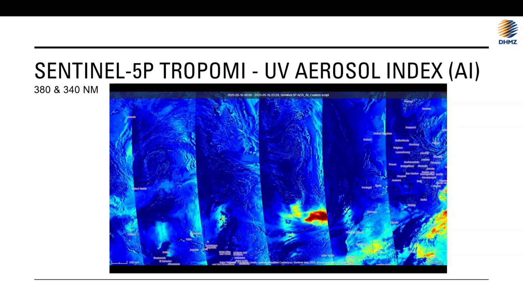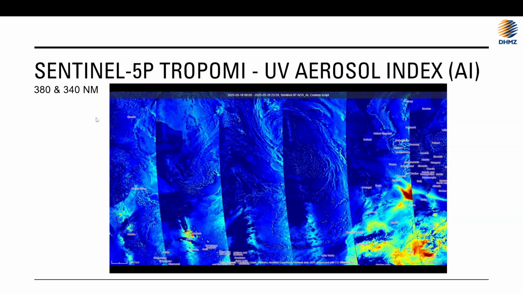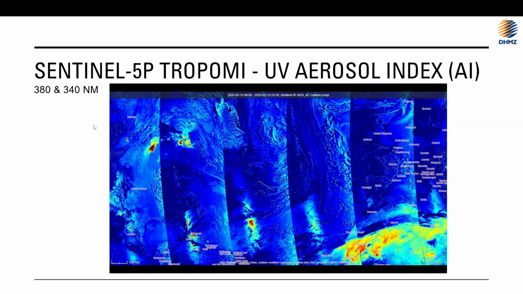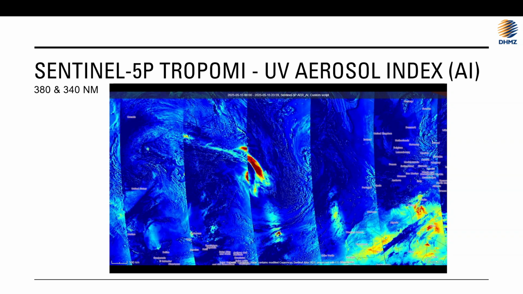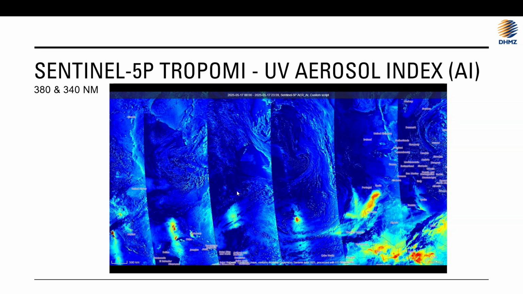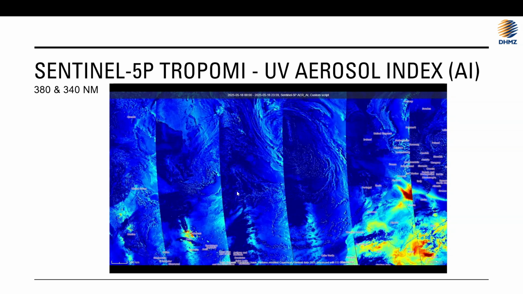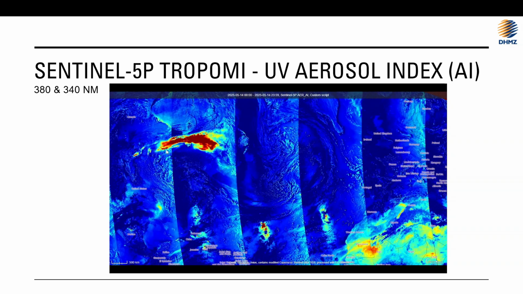And for a given wavelength pair, our ratio is calculated from top of the atmosphere reflectance and a pre-calculated theoretical reflectance for a Rayleigh scattering only atmosphere. And then the result is a residual value. And if the value is positive, it indicates the presence of a UV absorbing aerosol.